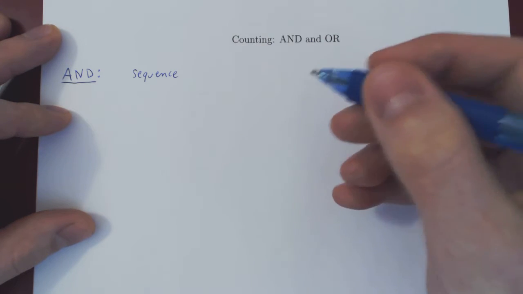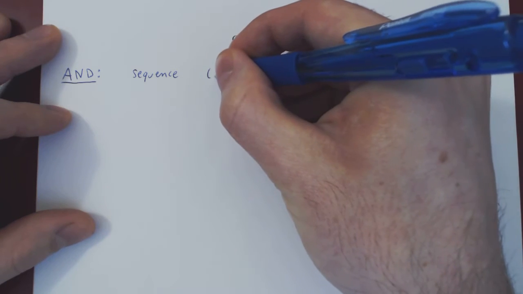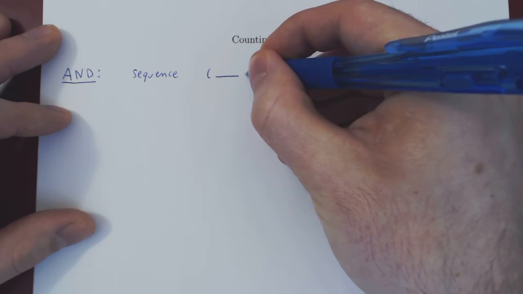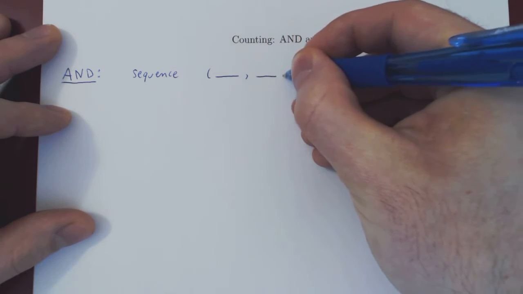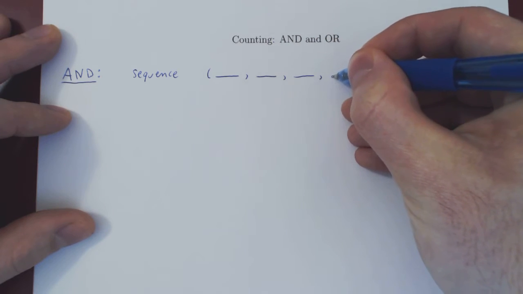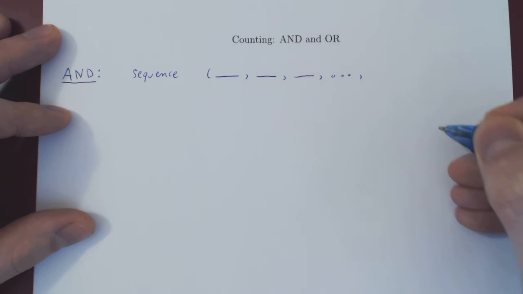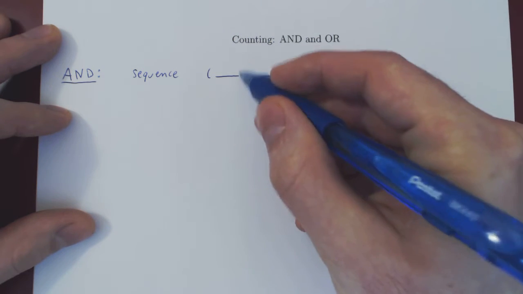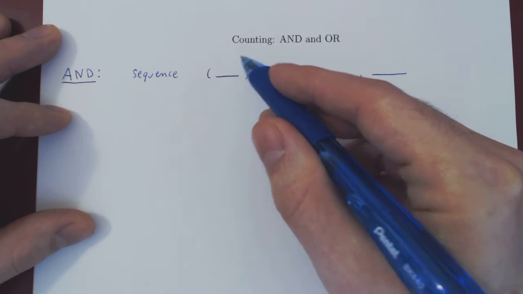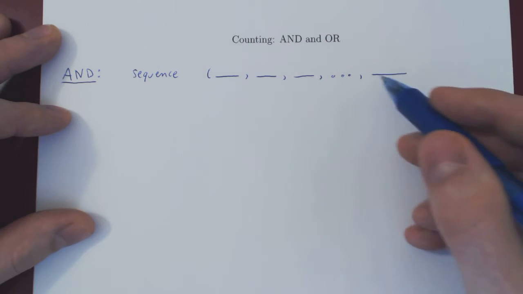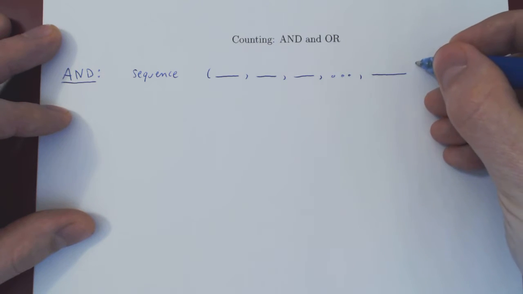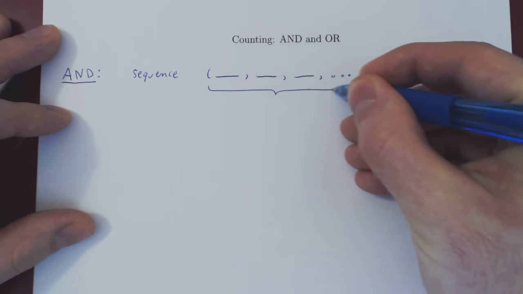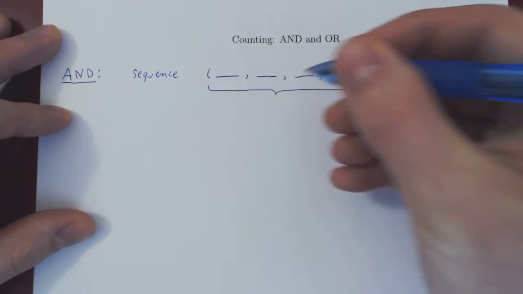So you can imagine saying, okay, I choose the first thing, then the second, then the third, up to say the kth choice. So suppose you have a sequence of k choices. First choice, then the second choice, then the third, up to the kth choice. So we assume you have k consecutive choices, so a sequence of choices.